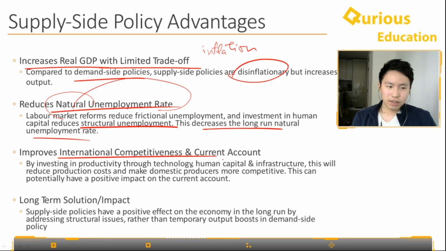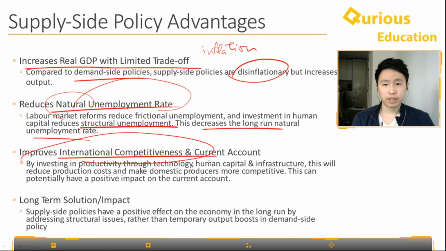Improves international competitiveness and current account. So if we have better infrastructure and better labor training, we should help reduce the cost of production. And if the cost of production of our economy reduces, this means that we're more competitive internationally, because we can price our products lower and compete in terms of prices when we export our goods internationally to other countries. And if we're more competitive, it would help with the current account.